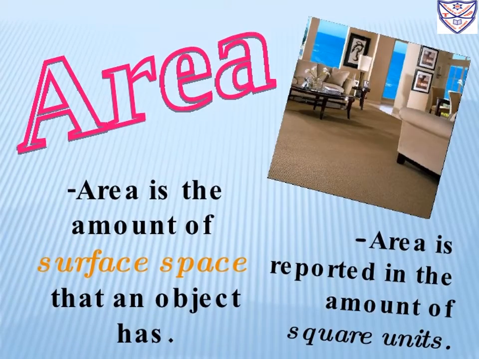Now next we will see about area. What is area? Area is the amount of surface space that an object has. Whatever space the object occupies, that is known as area. Area is reported in square units, and we write area in square units.